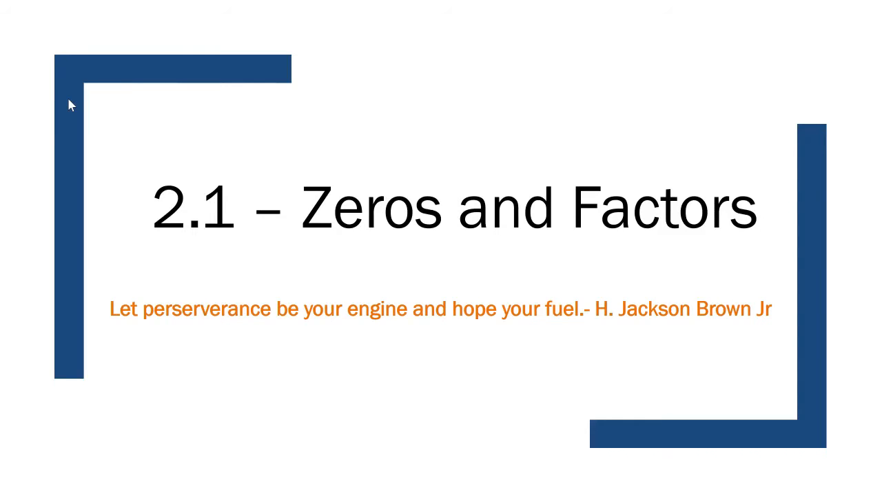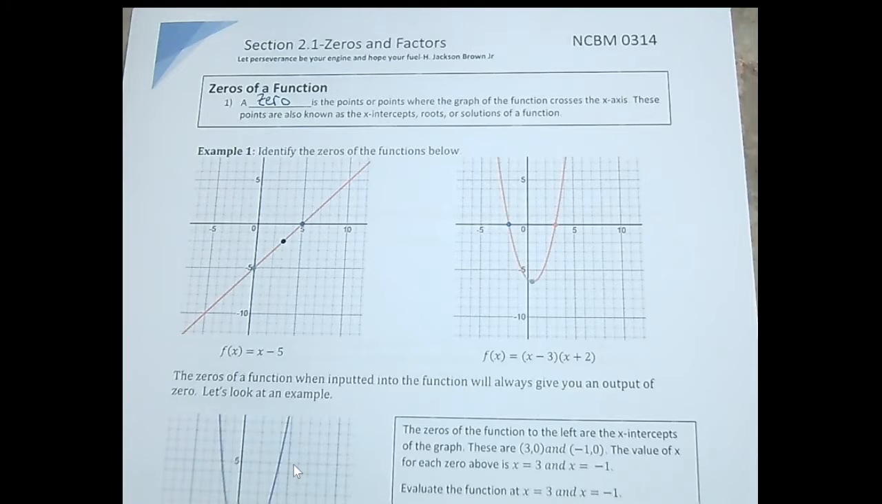Section 2.1, Zeros and Factors. A zero is the point or points where the graph of the function crosses the x-axis. These points are also known as the x-intercepts, roots, or solutions of a function. Identify the zeros of the functions below.